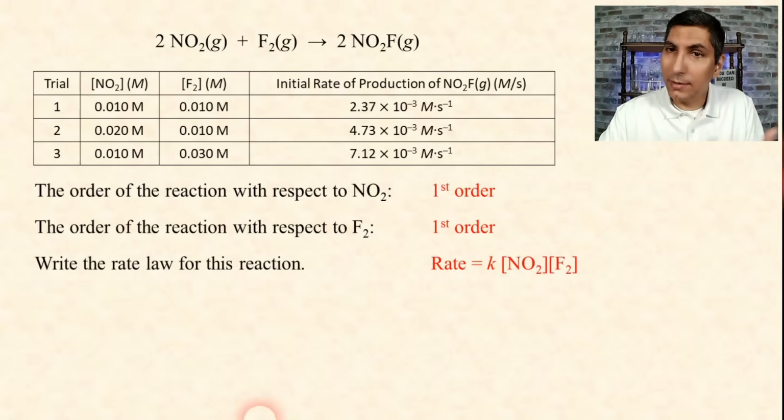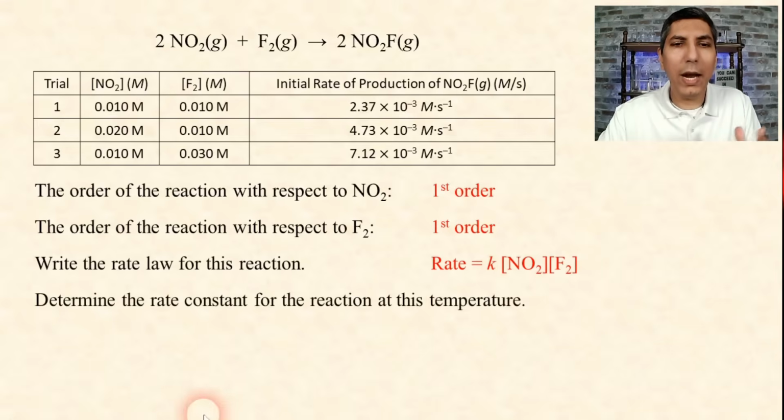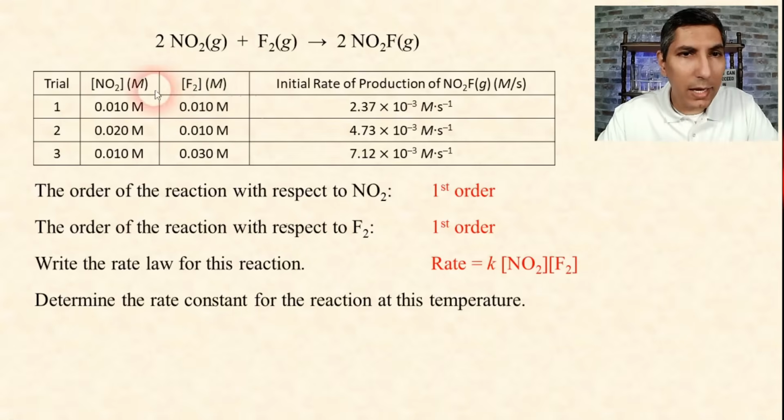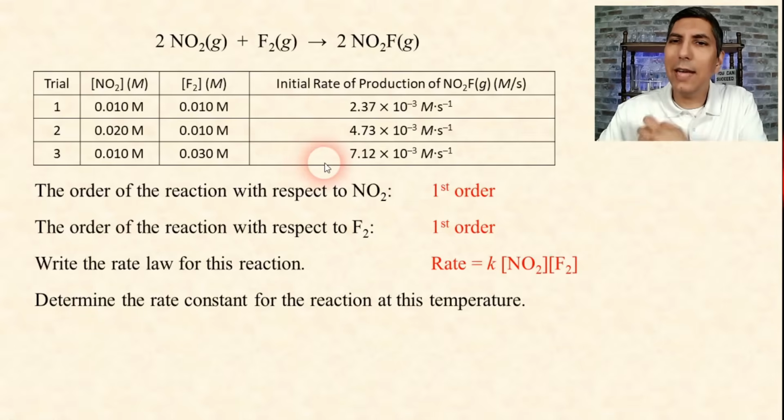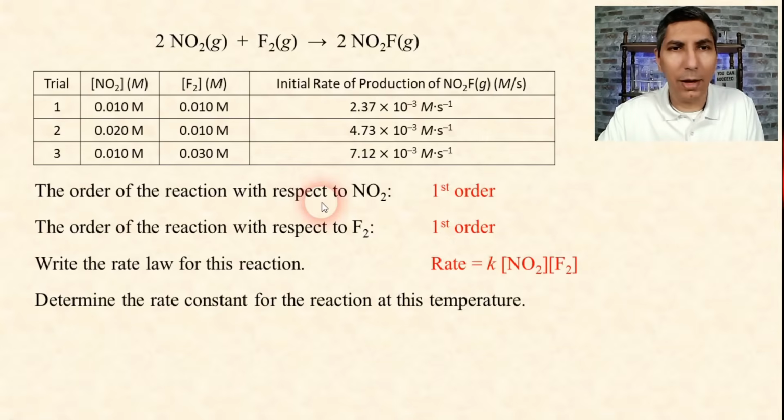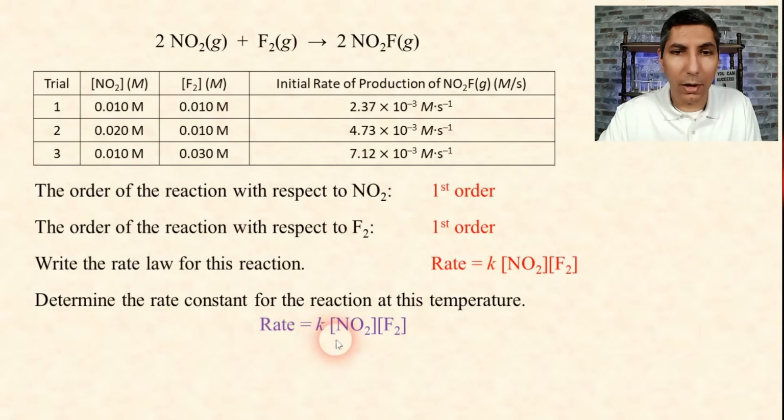Now, let's take it a step further. Let's determine the rate constant for the reaction at this temperature. Well, what we have to do here is take any of these trials. It doesn't matter which trial you use, 1, 2, or 3, but take the data from that trial and plug and chug into the rate law. Now, I'm going to use trial 1 just because it has a bunch of 1s in it and it's kind of convenient to use, but I'm going to plug those numbers into the rate law here.